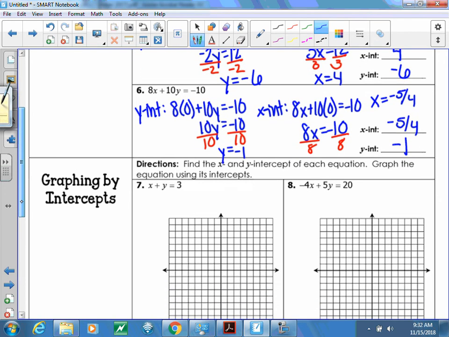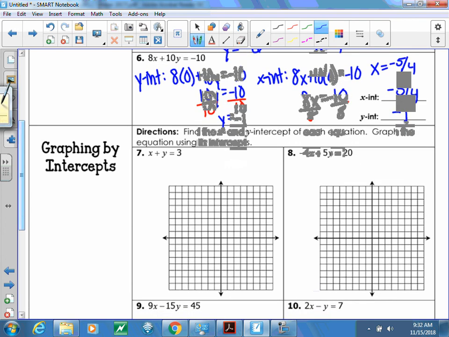X and y intercepts are not always going to be integers. They might be decimals, they might be fractions.